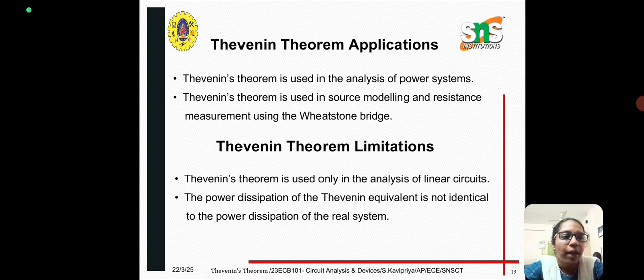Next we are going to see the applications of Thevenin's theorem. It is mainly used in the analysis of power systems, in source modeling, and in resistance measurement using the Wheatstone bridge.